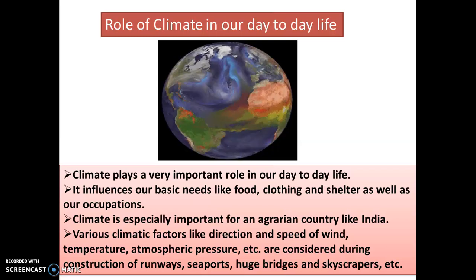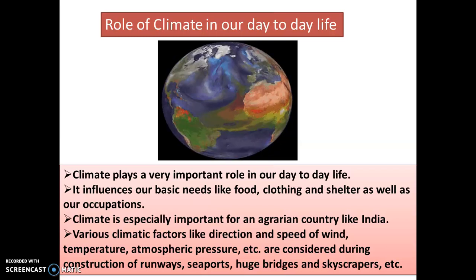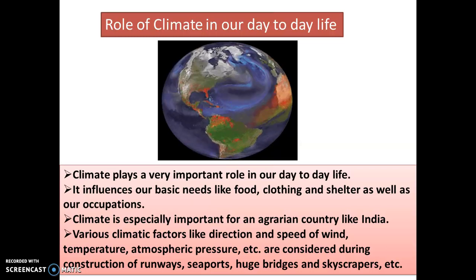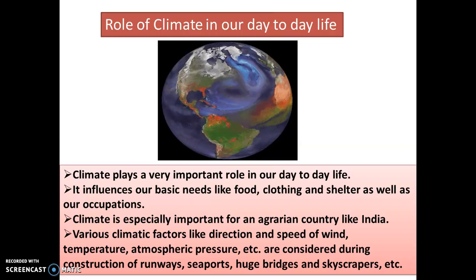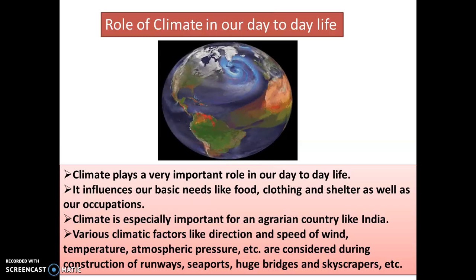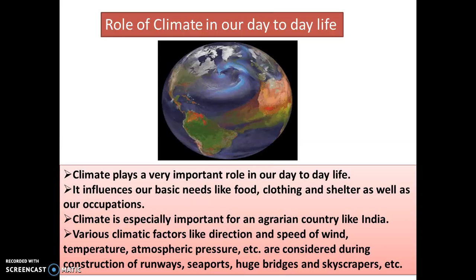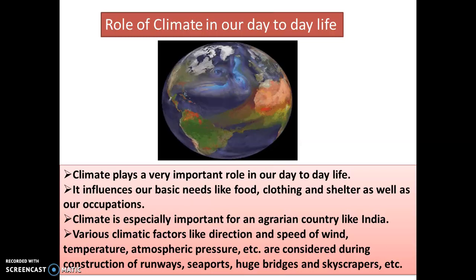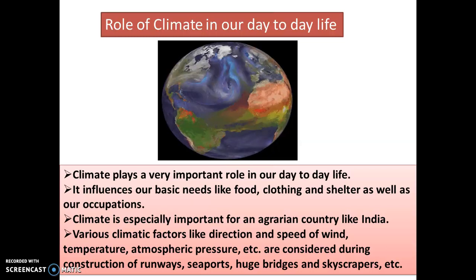So climatic factors like conditions matter. Where the climate is humid, the moisture content is more, so an object is likely to rust. When a huge bridge is being built in a moist kind of climate, some special chemicals are added to it, so that it doesn't rust and spoil the bridge.